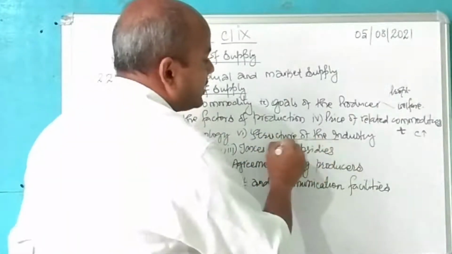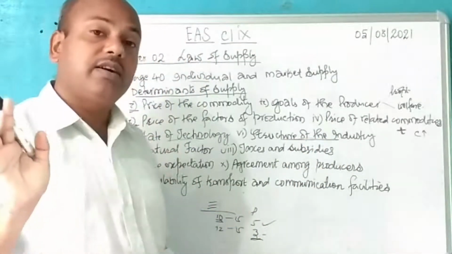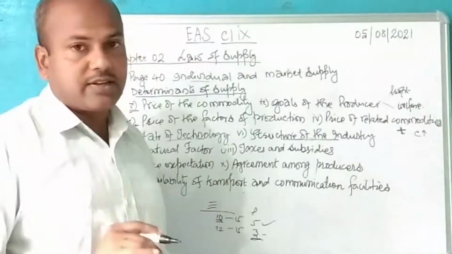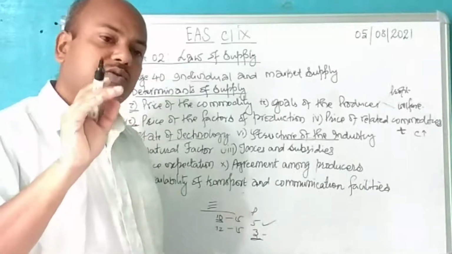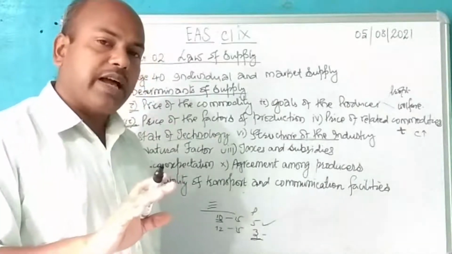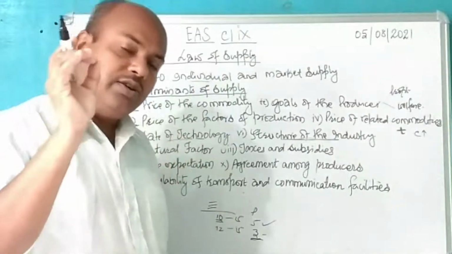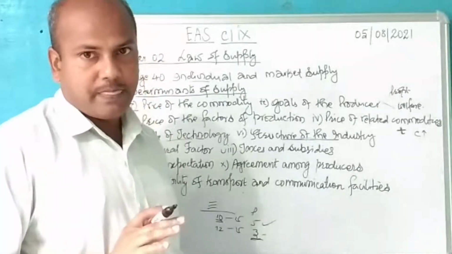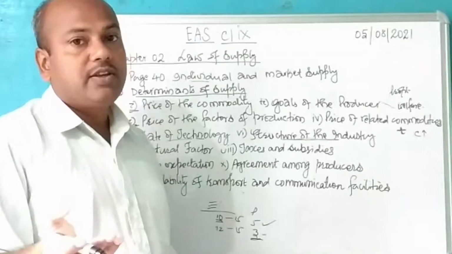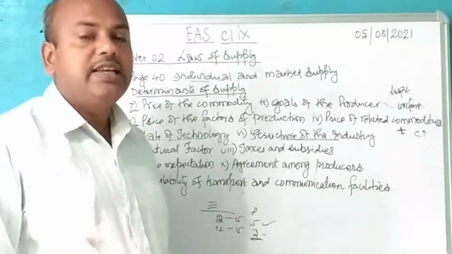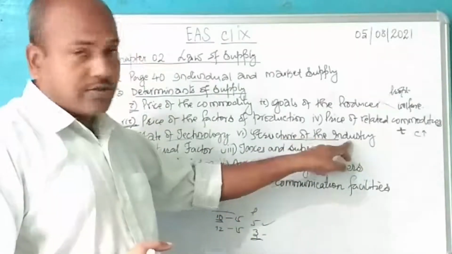Next is structure of the industry. Structure means market structure. Are you alone selling the commodity, or are there a lot of producers selling that commodity? If you are alone, then you have the full power to stop the supply, reduce the supply, or increase the supply, because there is no other supplier to supply. If you don't supply, there is no other supplier. So you can create artificial scarcity, increase the price, and then supply.